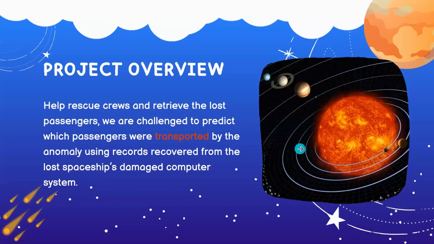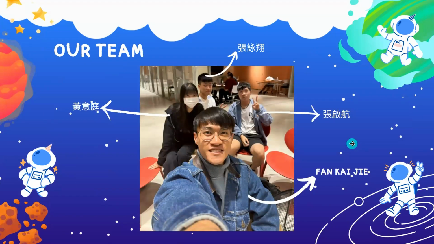So the project overview is to help rescue crews and retrieve the lost passengers. Hence, we are challenged to predict which passengers were transported by anomaly using records recovered from the lost spaceship's damaged computer system. So this is a photo of our team.